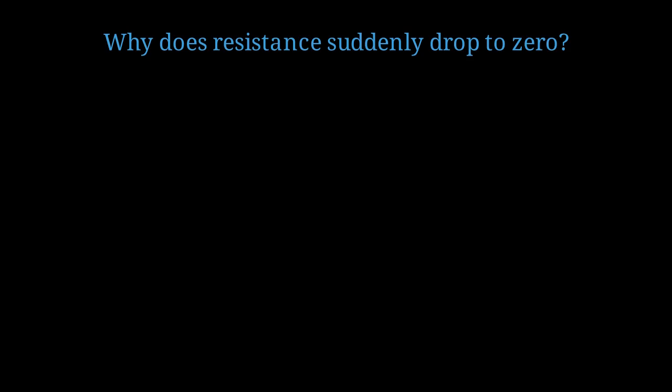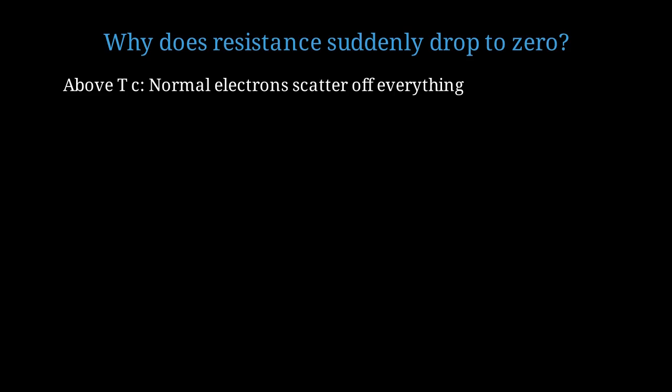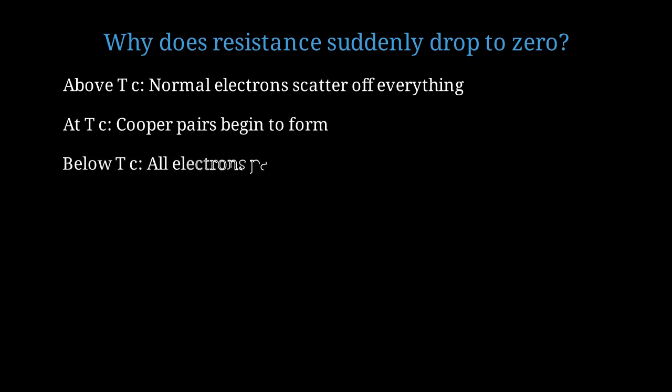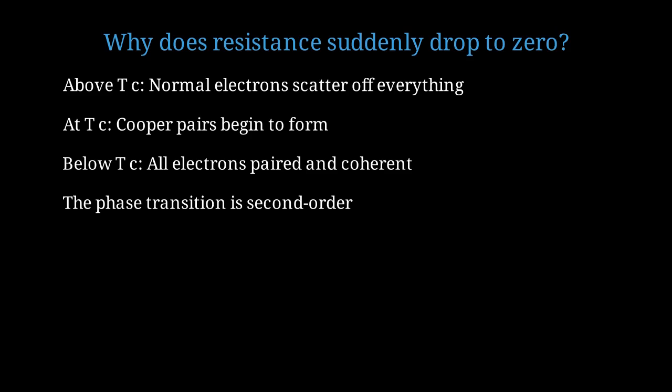So now we can finally answer the question, why does resistance suddenly drop to zero at the critical temperature? Above the critical temperature, thermal energy is large enough to break Cooper pairs. You have normal electrons that scatter off impurities, phonons, and each other. Normal resistance. Right at the critical temperature, the thermal energy drops below the pairing energy. Cooper pairs start to form and condense into the coherent quantum state. Below the critical temperature, essentially all electrons are paired and locked in the coherent state. They move collectively and cannot scatter individually. Resistance is exactly zero.